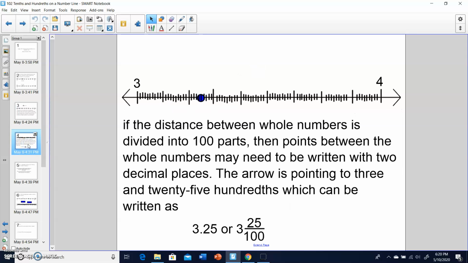If the distance between the whole numbers is divided into 100 parts, then the points between the whole numbers may need to be written with 2 decimal places, because remember, 1 decimal place is the tenths place, and 2 decimal places is the hundredths place. The arrow is pointing to 3 and 25 hundredths, which can be written as a decimal or as a fraction mixed number. So here this point is at 25 hundredths. There are 100 lines between the 3 and the 4.